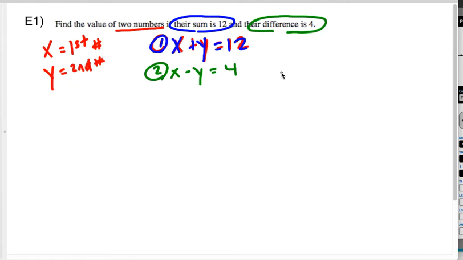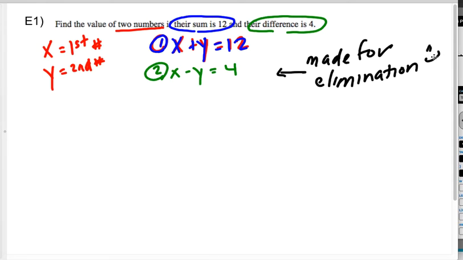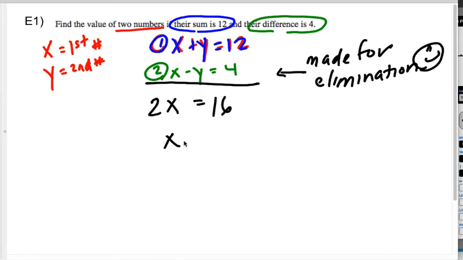Now in this situation, this is made for elimination, right? It's already lined up. I've already got the y's set to eliminate. This is just begging me to use elimination. You don't have to, but man, it's a good call. So when I add straight down, I'm going to get 2x. The y's are going to cancel, and I'm going to get a 16. So I'm going to get that x is 8.